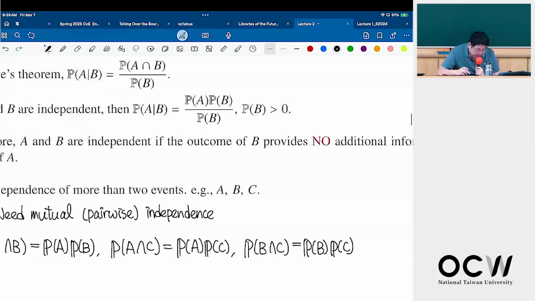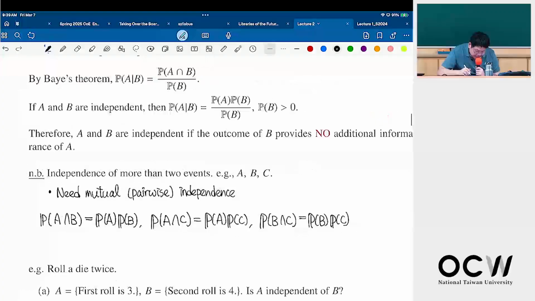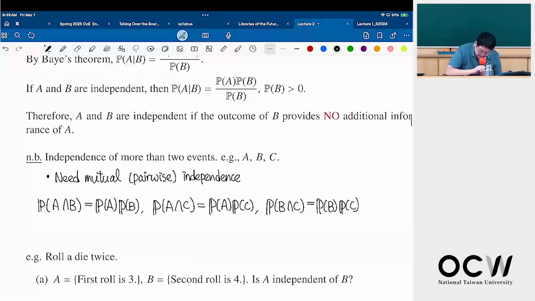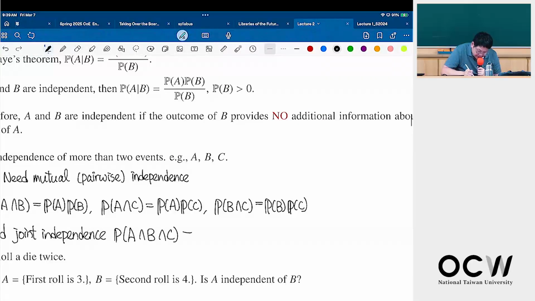And then last, we also need to consider the joint independence. That means the probability of A intersect B intersect C will also be the individual multiplication of their probabilities: probability of A times probability of B times probability of C.